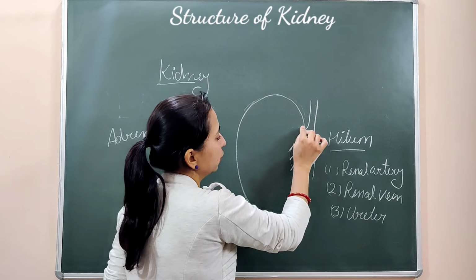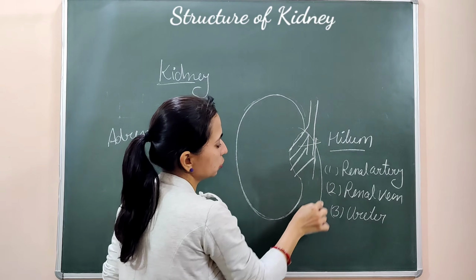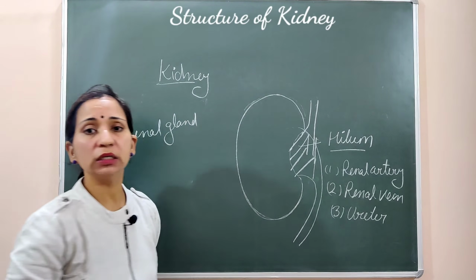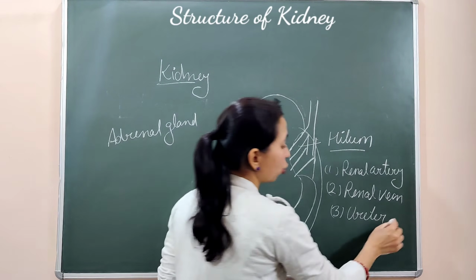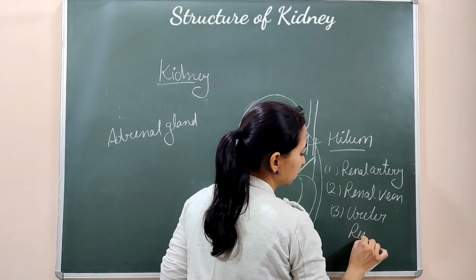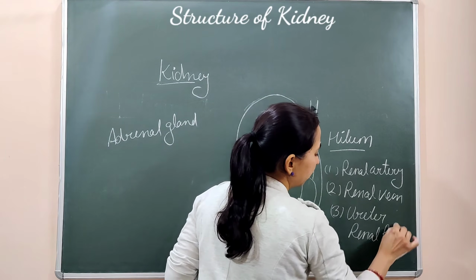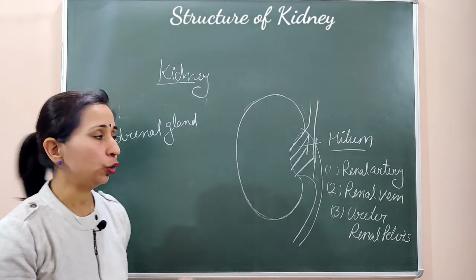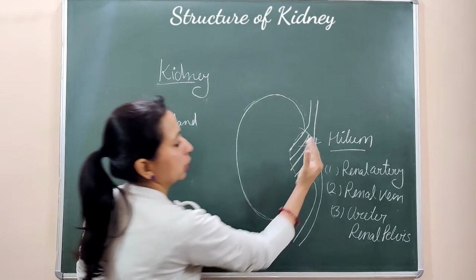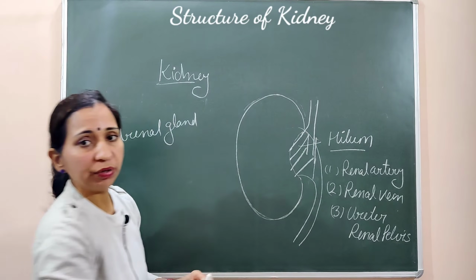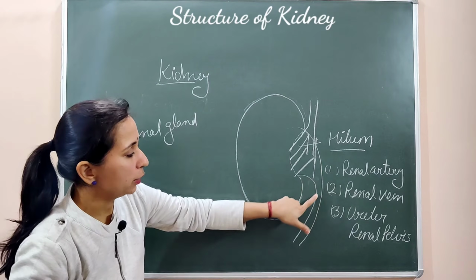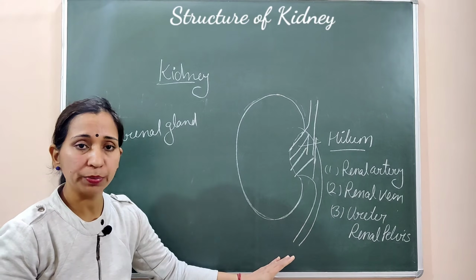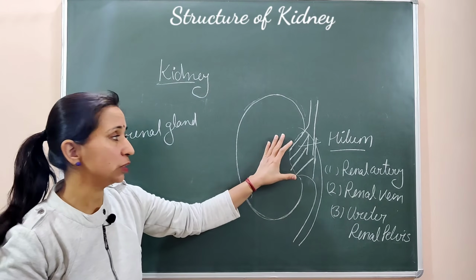They will make a funnel shaped structure, and through this funnel shaped structure these ureters will open out. This funnel shaped structure is known as the renal pelvis. So the ureters open out through the renal pelvis. This renal pelvis later joins with a tube-like structure which becomes narrower at the lower part, which is known as the ureter. So this is one kidney.